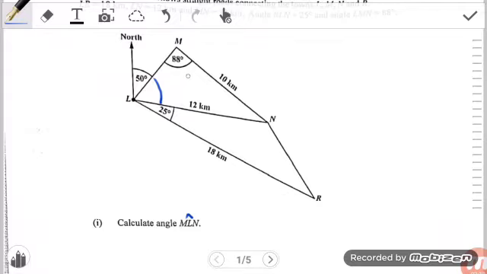Now, in order for us to find an angle using the cosine rule, all 3 sides of the triangle that the angle is located in must be known or given. In this case we do not have all 3 sides, so we are forced to use the sine rule for this.